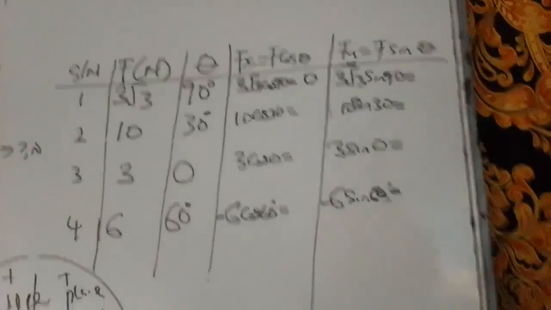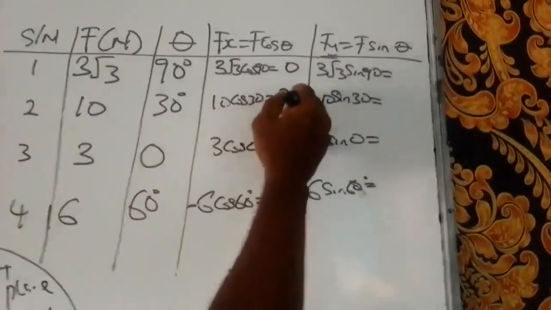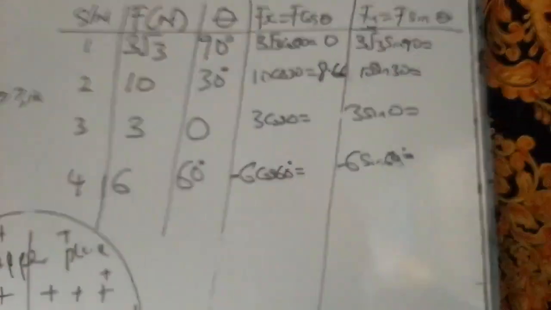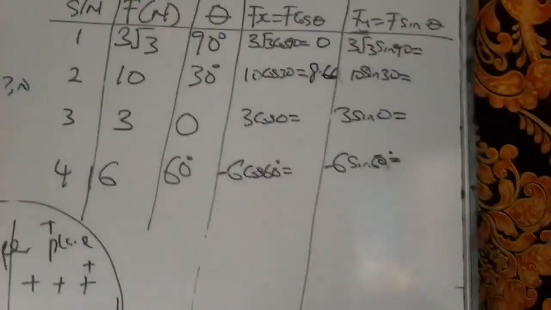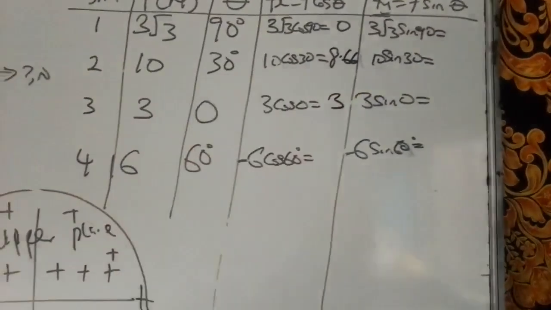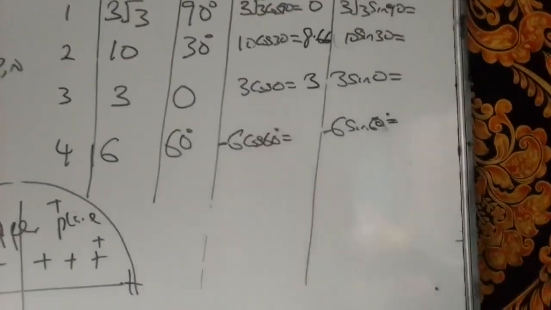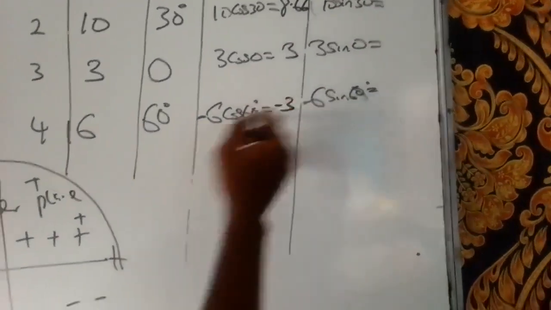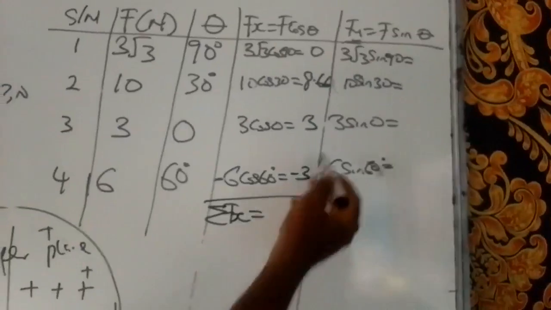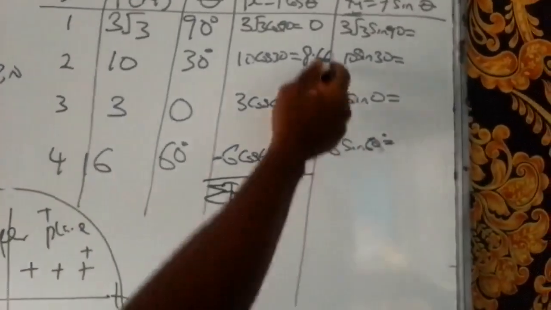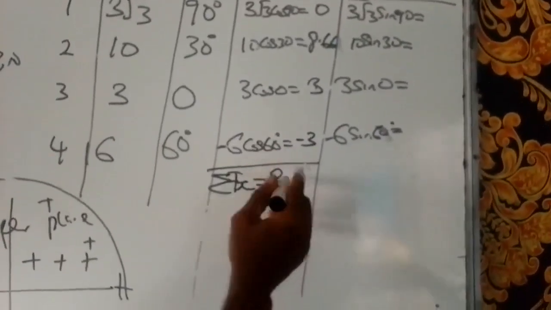Then we'll find 10 cos 30. 10 cos 30 equals 8.66, since cos 30 is 0.866. 3 cos 0: cos 0 is 1, so that will give us 3 times 1. Then minus 6 cos 60. Cos 60 is 0.5, so that gives us minus 3. When we sum this up, 3 minus 3 cancel off, remaining 8.66 Newton as the net horizontal component.